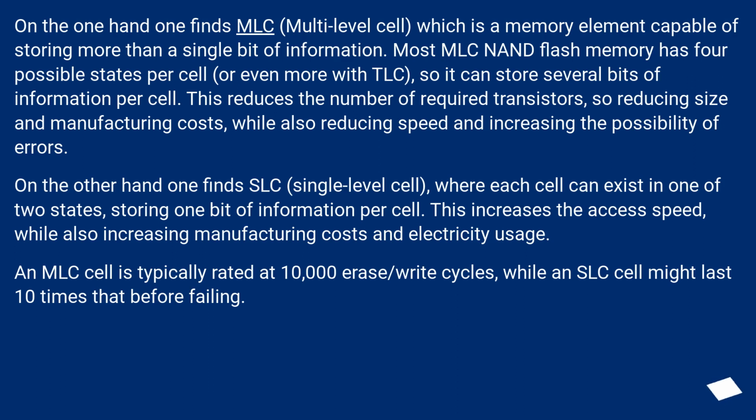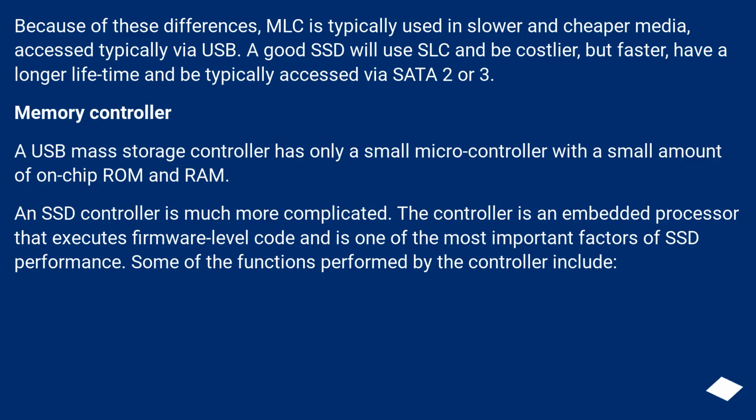An MLC cell is typically rated at 10,000 erase/write cycles, while an SLC cell might last 10 times that before failing. Because of these differences, MLC is typically used in slower and cheaper media, accessed typically via USB. A good SSD will use SLC and be costlier, but faster, have a longer lifetime and be typically accessed via SATA 2 or 3.